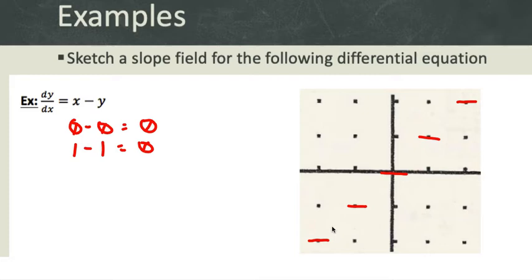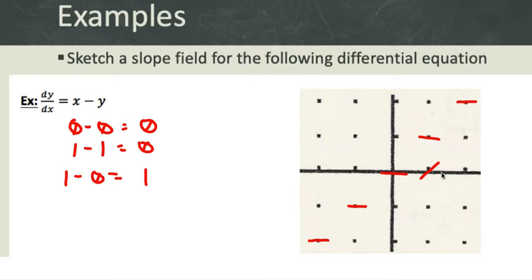This point right here is the point 1, 0. So let's plug that in and see what we get. If I plug in 1 for x and 0 for y, my slope is 1. Now use your points to help you estimate what a slope of 1 looks like. From algebra 1, we know that means go up 1 over 1. So we would have a slope that looks like this.